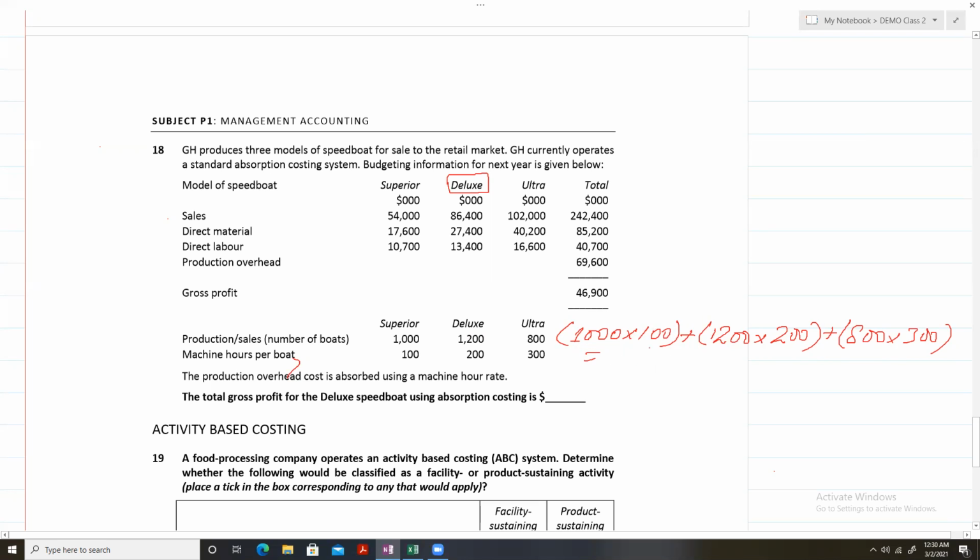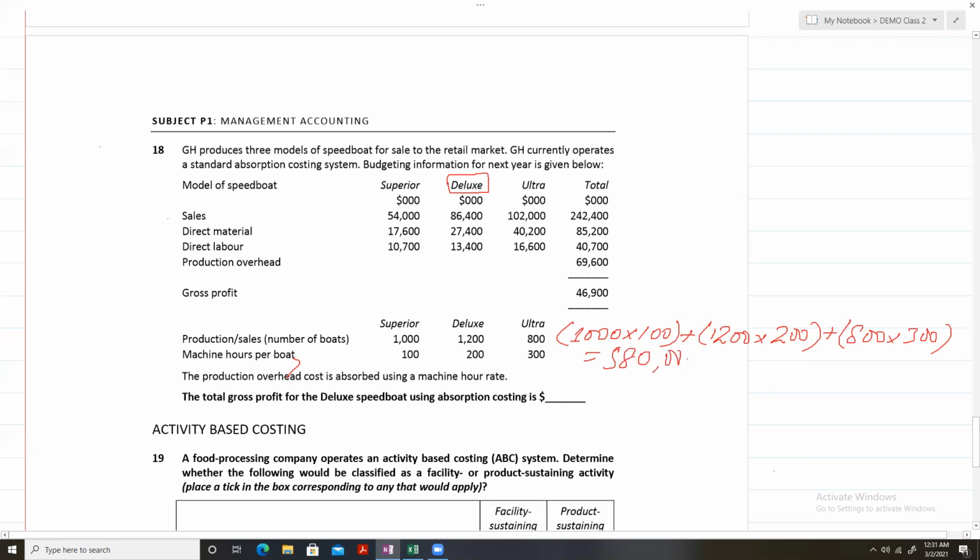Is that clear? Anything that you need to ask at this point? Just find out the total machine hours in this way, as I have written in front of you. Please work out the machine hours in this way. How much are the total machine hours? The figure that I am getting for the total machine hours is 580,000.